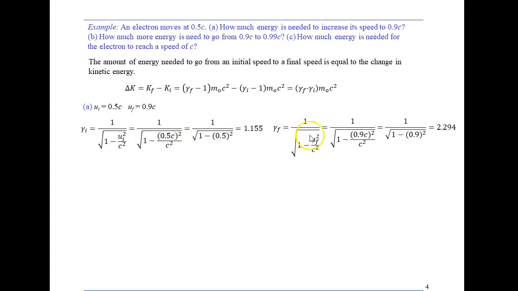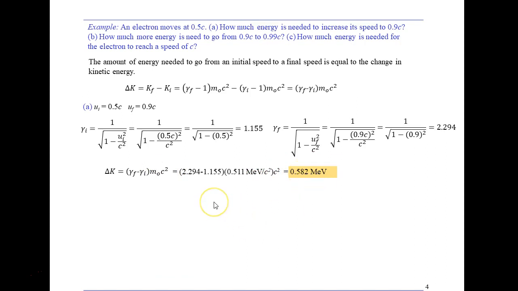We calculate the two gamma factors. We then subtract them, right? And then just multiply by m naught c squared. But again, m naught is 0.511 MeV per c squared, multiplied by the c squareds. The c squareds go away, and we're left with 0.582 MeV.